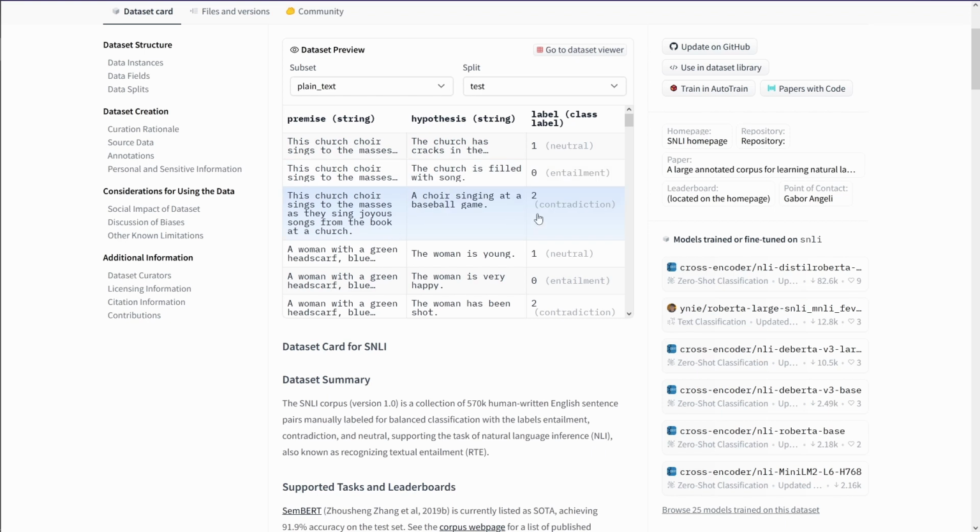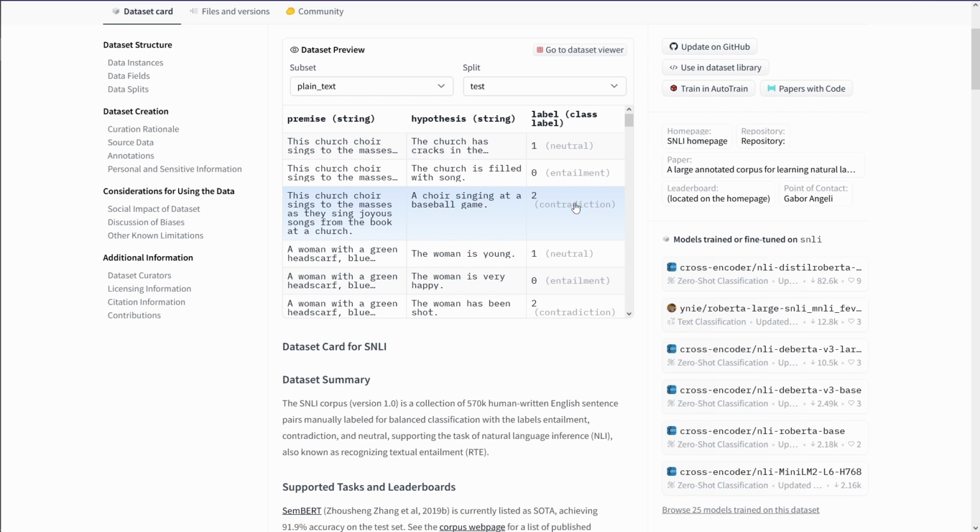And then the third example is a contradiction. The label is 2. They sing to the masses, and a choir singing at the baseball game. So we have a different location, but we still have a choir singing, but they say, hey, this is a contradiction. Because if you just look at the geographic place, it's a baseball game and this is the church, this does not belong to each other. Well, in both cases, it's a choir, so whatever. Somebody decided it's a contradiction.